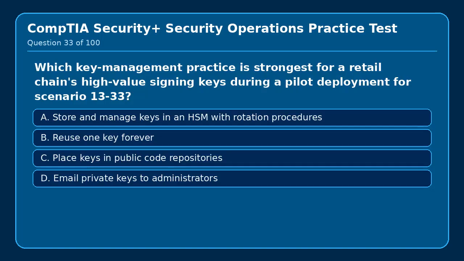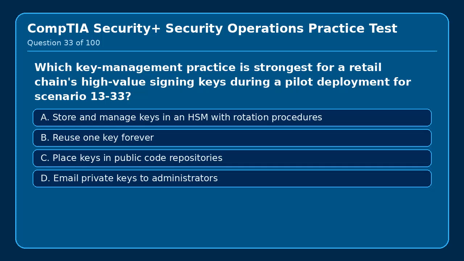Question 34. Which analysis helps a city agency identify critical processes and acceptable downtime while documenting the incident ticket for scenario 13 to 34? A. War driving survey. B. Business impact analysis. C. Password reuse check only. D. Packet fragmentation test. Take a moment to choose your answer.